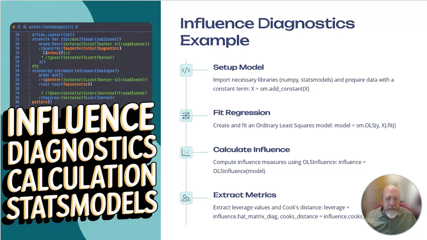So what do you do for this? You set up the model as you did before. You fit the regression. You can use OLS. And then you calculate the individual influences that are in there, and then you make decisions. You've got specific metrics now that you know that you can use.